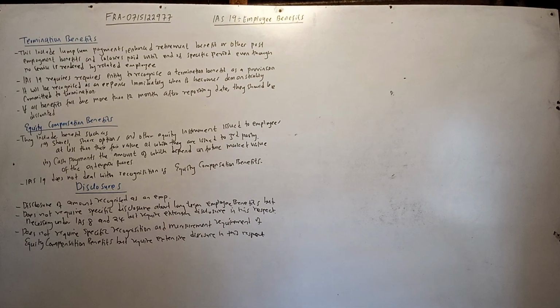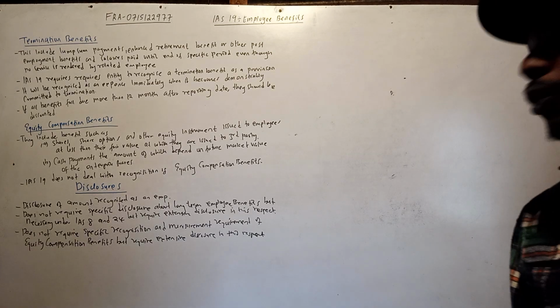Let's go to the equity compensation benefits as our last part of the types. Now they include shares, share options, or any other instrument issued to the employee at a price which is less than the fair value at which they are issued to a third party.